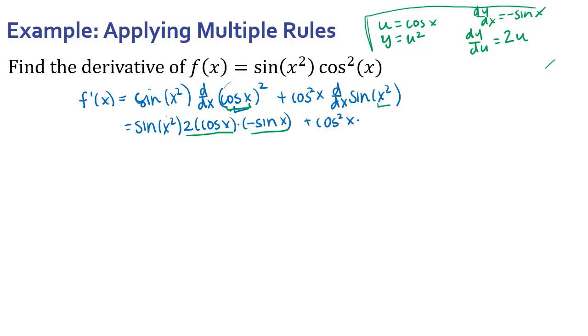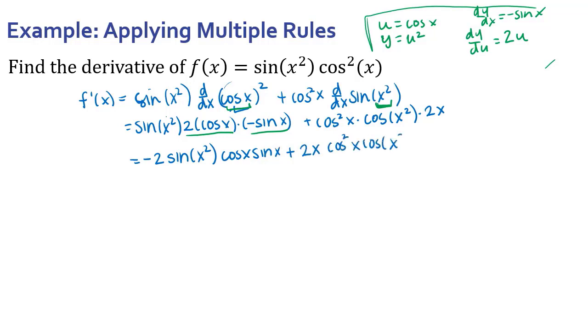Okay, here I've got my inside function is x squared and my outside function is the sine function. So the derivative of this sine function is cosine, with respect to the inside, times the derivative of the inside. All right, so that's going to give me negative 2 sine of x squared times cosine of x times sine of x, plus, I'm going to move that 2x out front. So 2x times cosine squared x times cosine of x squared. And it just will stay just like that.